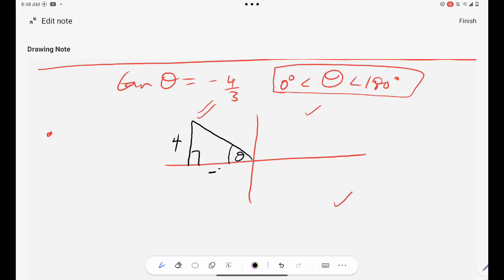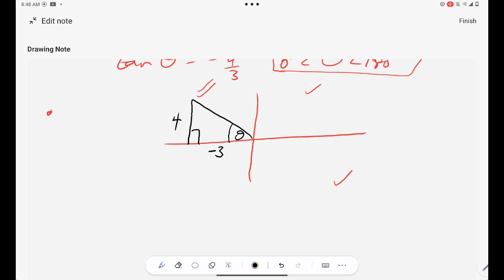That means I'll have a negative 3 here. The only thing that is missing is the hypotenuse, right? How can I find the hypotenuse? According to Pythagoras theorem, the hypotenuse can be found by saying r squared is equal to x squared plus y squared, right? So this is 4 squared plus a negative 3 squared. This will give me 16 plus 9, which is 25.